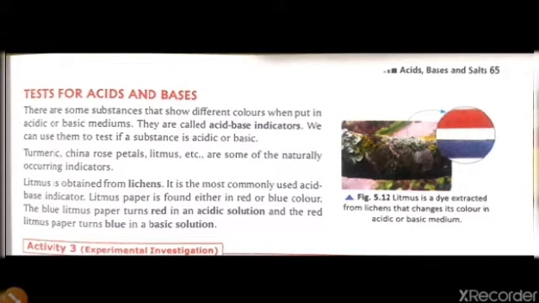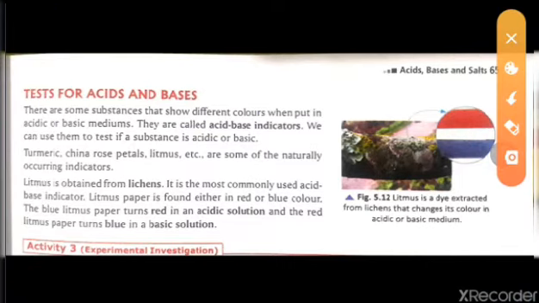Without wasting any time, I would like to start our chapter, chapter number 5, Acids, Bases, and Salts. We have completed the acid part and the base part, so we have read about their properties. Now we will see how we can test that this is an acid and this is a base. How can we identify that this food has an acid or this food has a base? By studying this part we can identify that yes, this is the acid and this is the base.